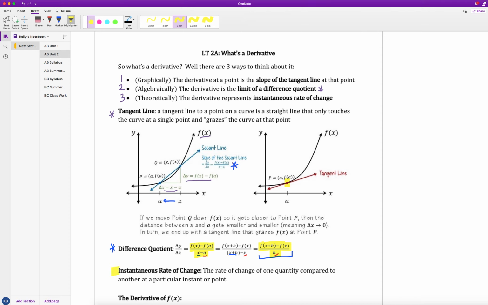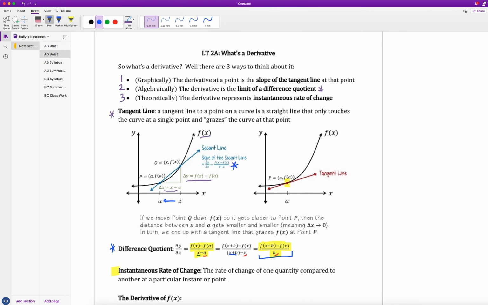Our third way to think about a derivative is theoretically with the instantaneous rate of change, and that is the rate of change of one quantity compared to another at a particular instance or a point. Later on in this course, we are going to look at motion problems, and we're going to deal with velocity and acceleration, and we're really going to talk about the theoretical side of the instantaneous rate of change when we look at some more application type problems.